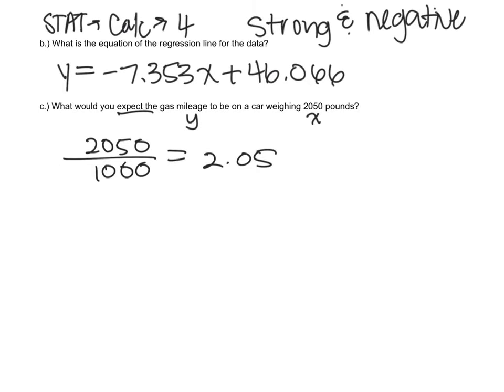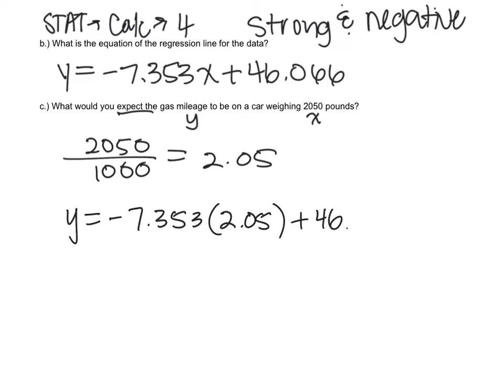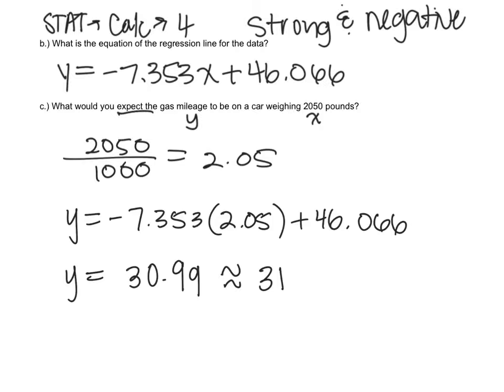So to calculate my gas mileage, we're going to do y equals negative 7.353 times 2.05 plus 46.066. So once we plug that into a calculator, we're going to get our gas mileage is 30.99, or about 31.